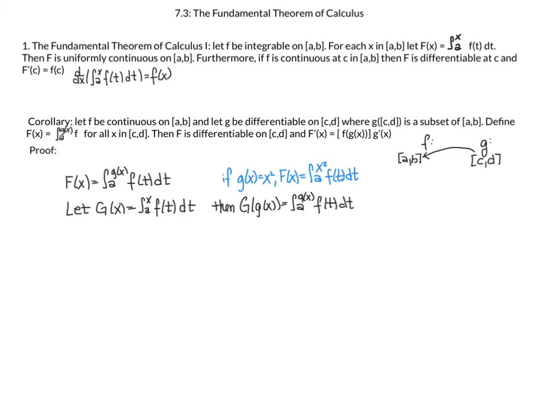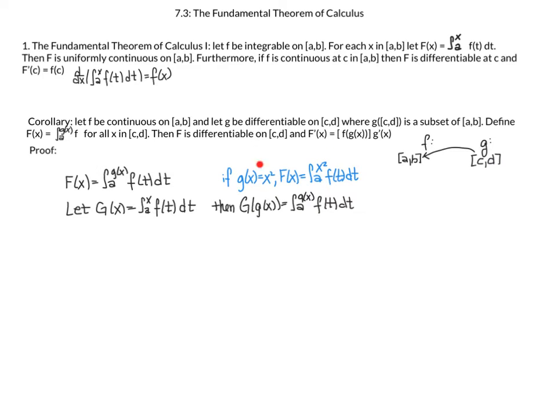For our proof, I'm going to start by letting F of x equal the integral from a to g of x of f of t dt. And here I put in t as my variable of integration, just to remind myself that my variable of integration is not x. So for example, if g of x is equal to x squared, then F of x would be the integral from a to x squared of f of t dt. So I can integrate t, and after I integrate, I plug in the variable x squared. My variable of integration is not x, but here it's t, and this could be x.